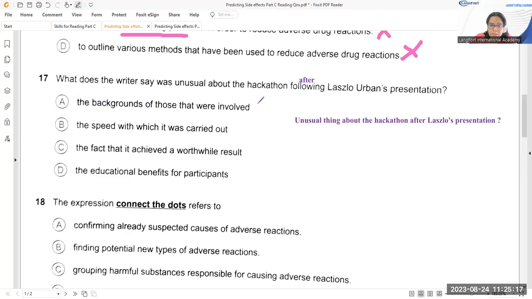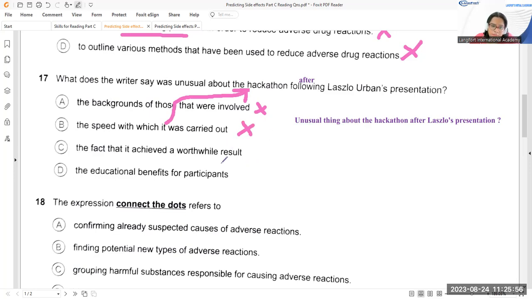No, ma'am. The backgrounds? No, nothing. They just said postgraduate, graduate, and postdoctorate students. That's it. They never said their background was unusual. Next one: the speed with which it was carried out. It refers to the hackathon, the speed with which they carried it out. Was that the unusual thing? The speed of the event, was that unusual? Not mentioned, ma'am. They never mentioned anything about the speed. So not A, not B.